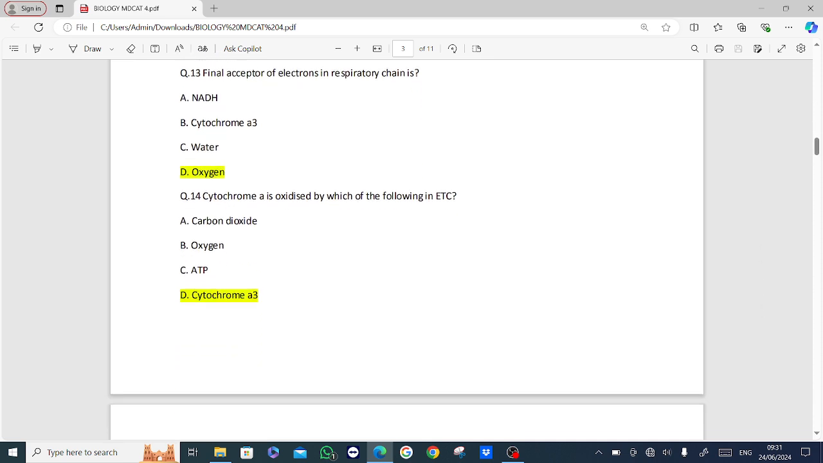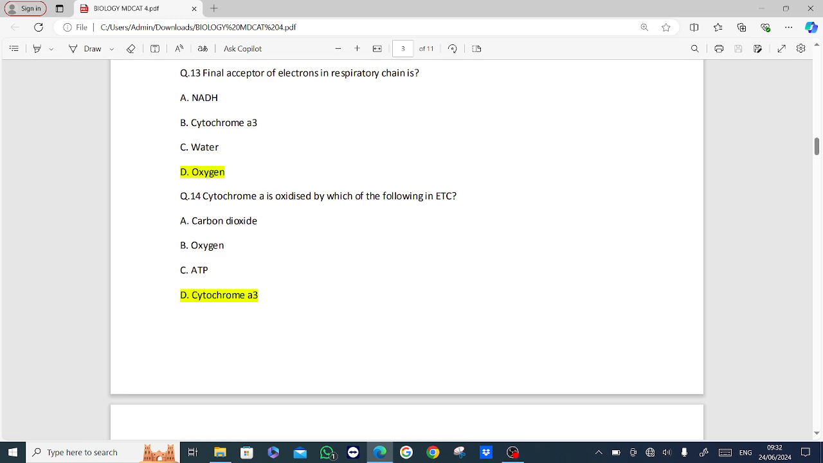Next MCQ is: final acceptor of electrons in respiratory chain is. Options are NADH, cytochrome A3, water, oxygen. Answer is option D, oxygen.